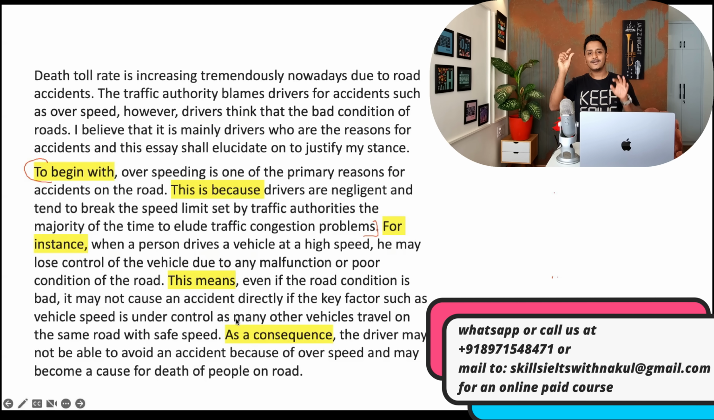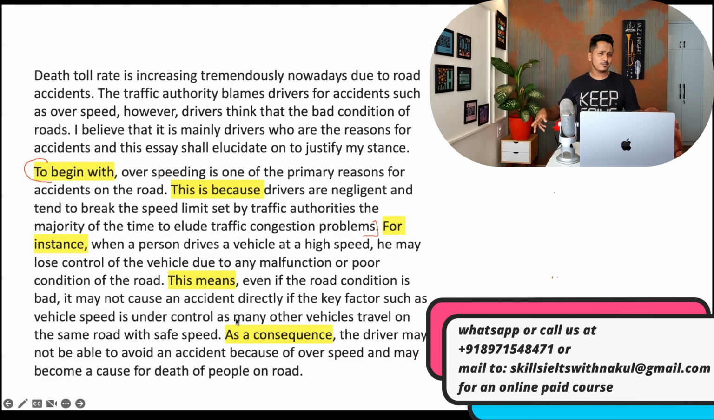By reading the question, she is trying to mix both. As a consequence, the driver may not be able to avoid an accident because of the overspeed, and it may cause a death. It may not be because of the road condition, because others are going at slow speed and are able to travel even if the road is bad. But if the person is going fast, then the problem happens. She has justified it. And if you see the overall structure to begin with, this is because, for example, as a result of this means, then as a consequence.